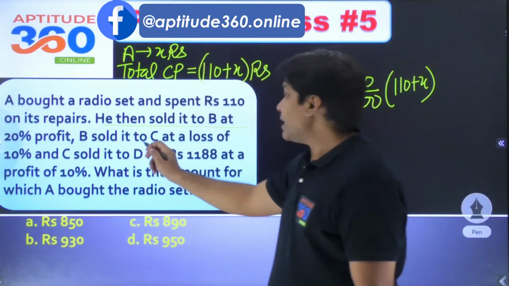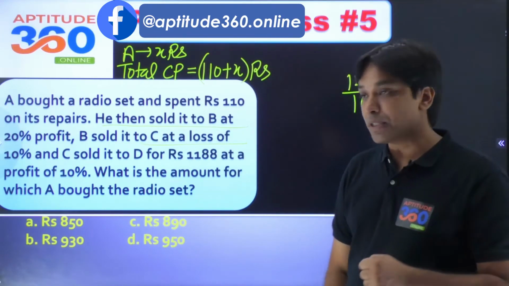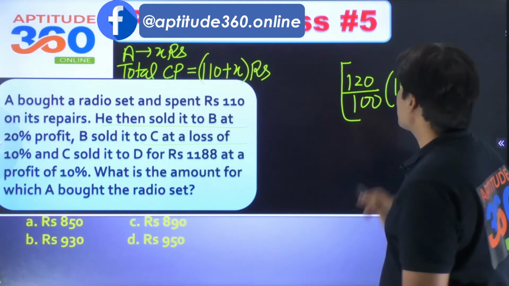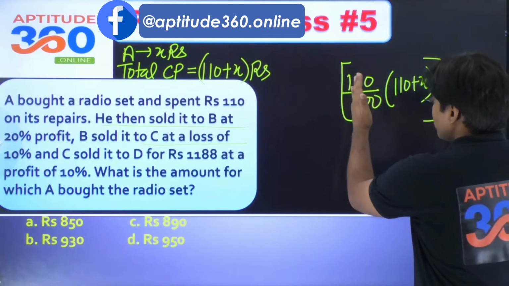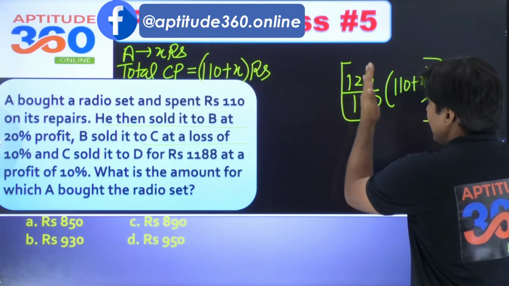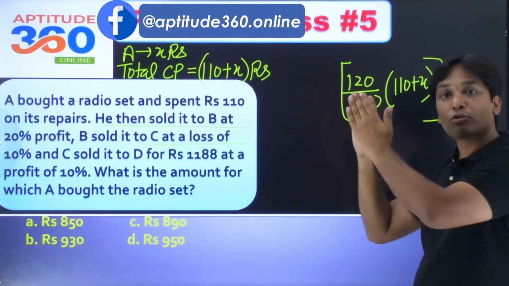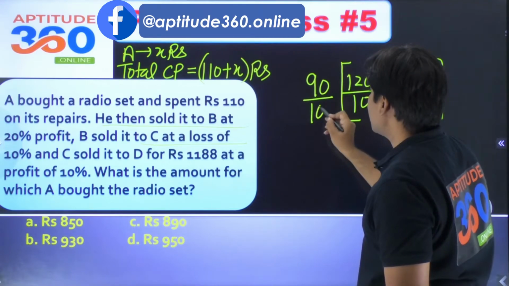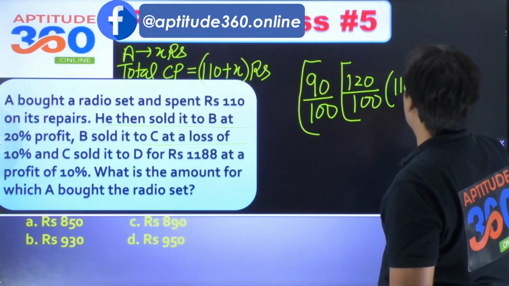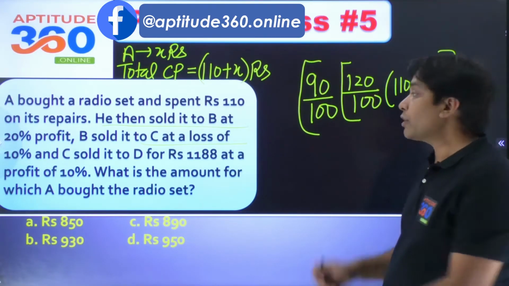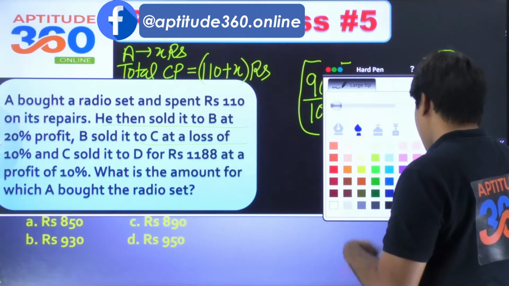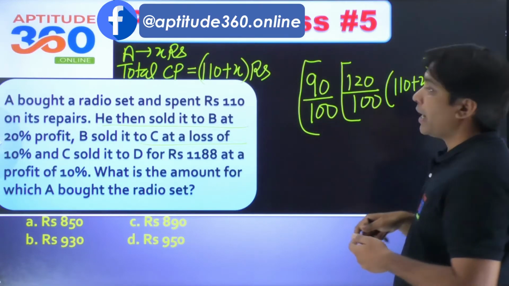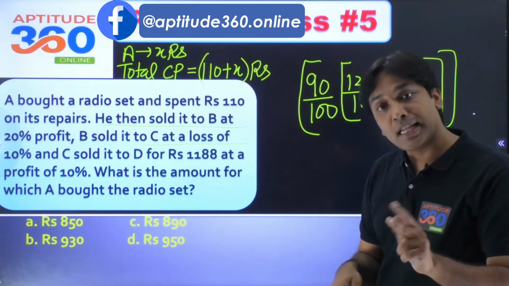Now B is selling to C at a loss of 10%. Now B is having a loss of 10%. So this is going to be the cost price of B, and there is a loss of 10% onto this value. So what is going to be the selling price of B? The selling price of B comes out as 90 divided by 100 of this value. And what is that I should say? This is cost price to C and selling price to B.